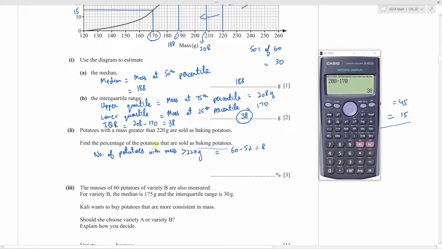But we need to find the percentage of potatoes that are sold as baking potatoes. So the percentage of potatoes will be 8, since 8 are baking potatoes whose mass is greater than 220 grams, and the total number of potatoes is 60, multiplied by 100. So this is 13.3% of potatoes are baking potatoes. You have to write your answer to 3 significant figures, since this is not an exact answer. So this answer will be 13.3%.